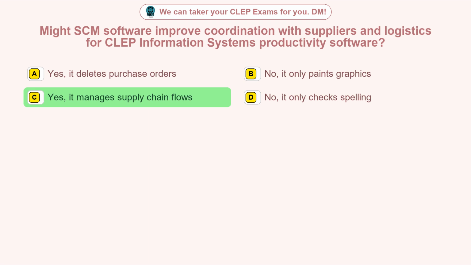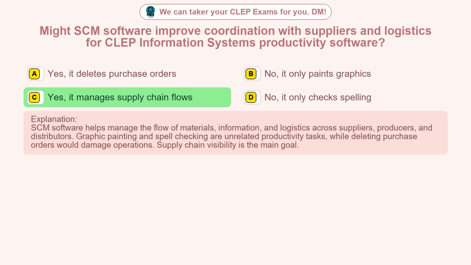The correct answer is option C. Yes, it manages supply chain flows. SCM software helps manage the flow of materials, information, and logistics across suppliers, producers, and distributors. Graphic painting and spell checking are unrelated productivity tasks, while deleting purchase orders would damage operations. Supply chain visibility is the main goal.